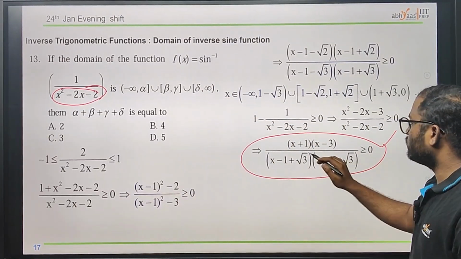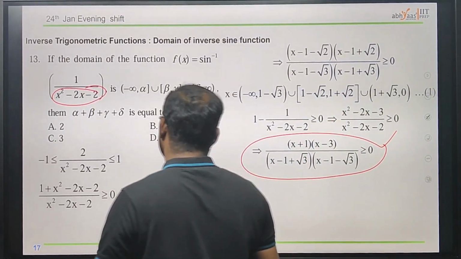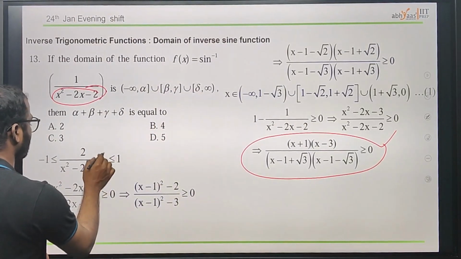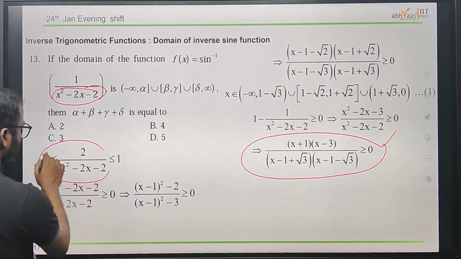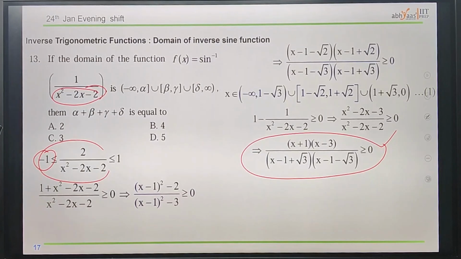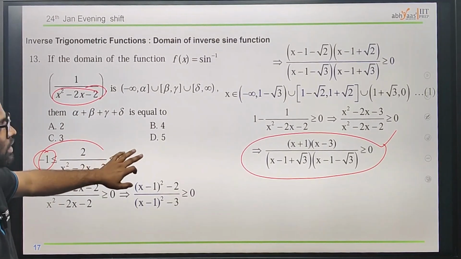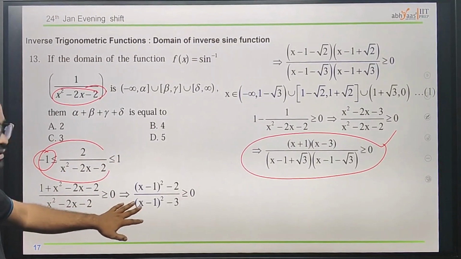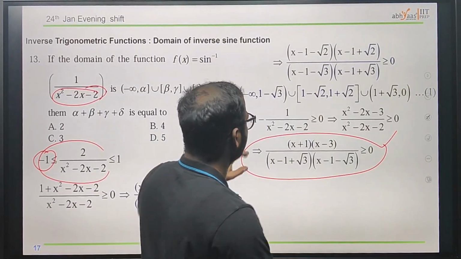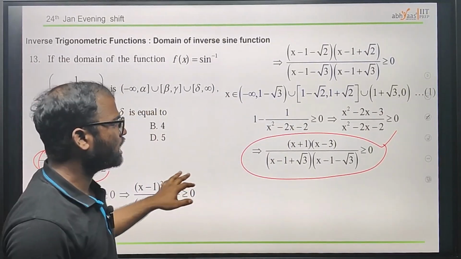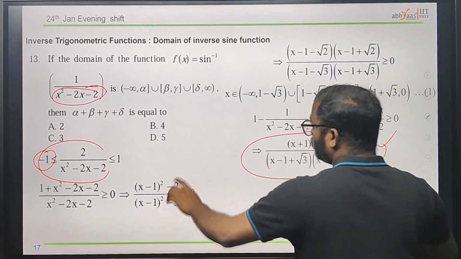Now we got x plus 1 into x minus 3. But firstly we check it in the interval, where we have taken minus 1 here. After the checking we get it for greater than or equal to 0. Now we take 1 minus this one. I hope you understood what I am saying. We're checking in two ways.